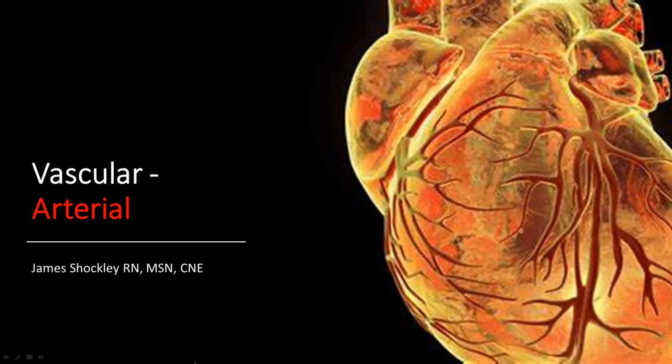For this lecture, we're going to begin looking at our peripheral arterial disorders, specifically issues with circulation to the lower extremities, aneurysms, and acute arterial disorders. When we talk about acute arterial disorders, we're only going to discuss Raynaud's and thromboangiitis obliterans.